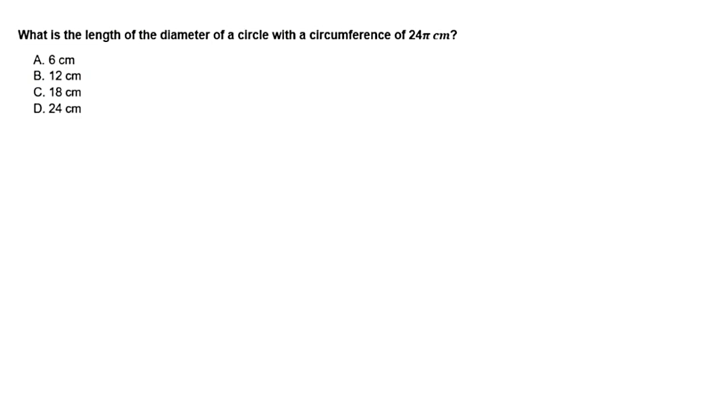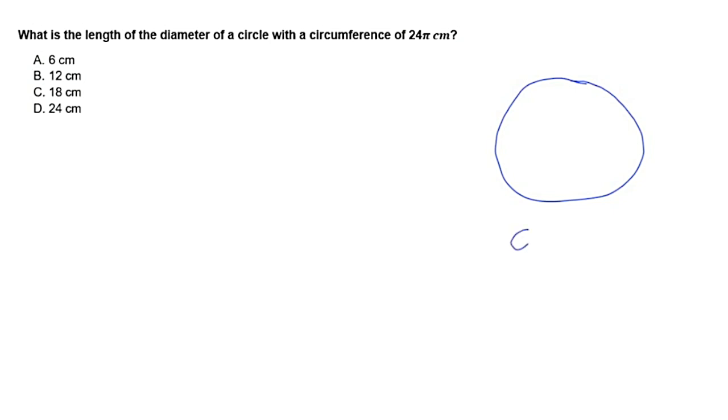What is the length of the diameter of a circle with a circumference of 24 pi centimeters? 6 centimeters, 12 centimeters, 18 centimeters, or 24 centimeters? All right, so once again, since we don't have the picture, we're going to go ahead and draw out our figure, our circle here, and we're going to start to sort out what we know.